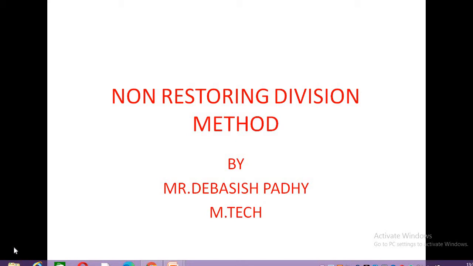Today we will discuss another division method, known as the non-restoring division method. What is the difference between these two types of division method? In the restoring division method, the value of A is restored in each iteration, but in the non-restoring division method, the value of A is not restored.